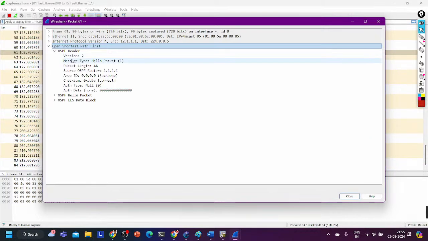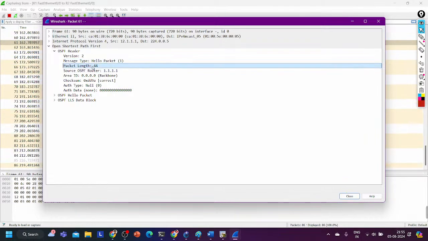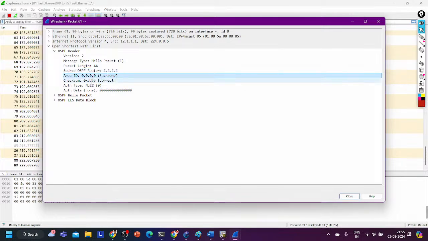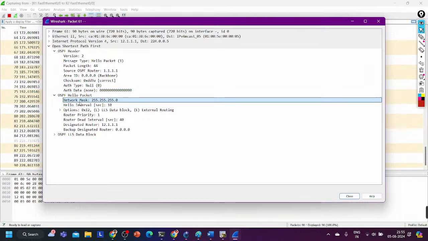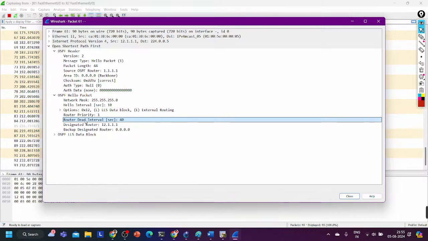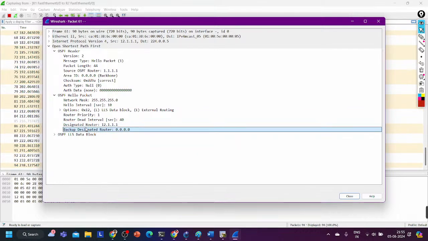If you open the header, version information is there, message type is there. This is a type 1 message, hello message. Length is there, then router ID, area ID, checksum field, authentication type, authentication data. Then subnet mask, hello interval, priority, dead interval, and DR router, BDR router.